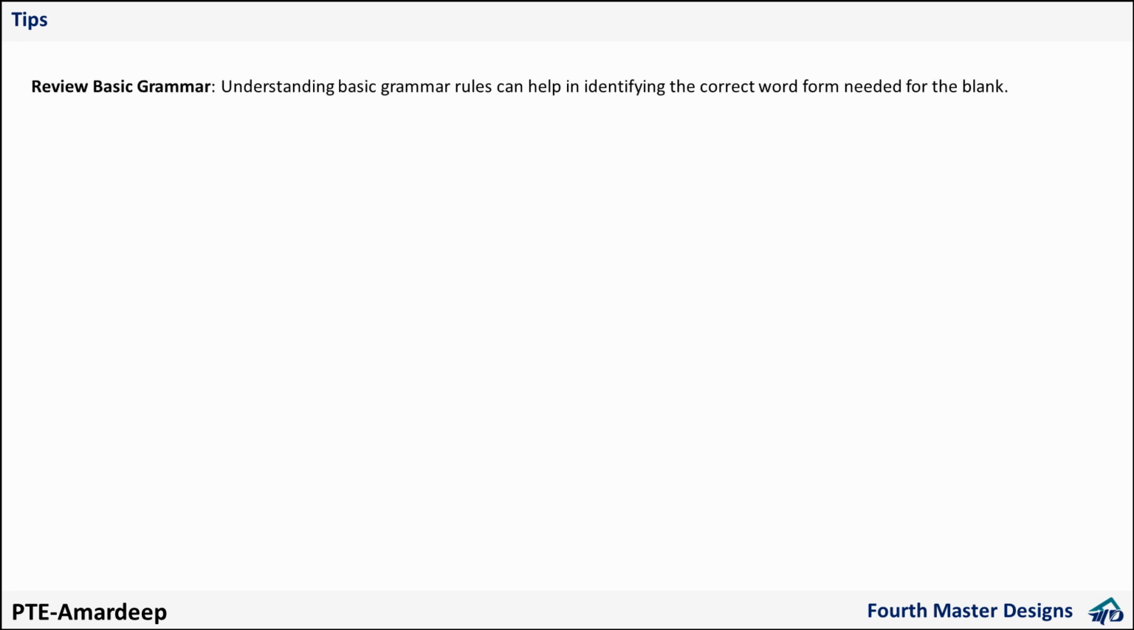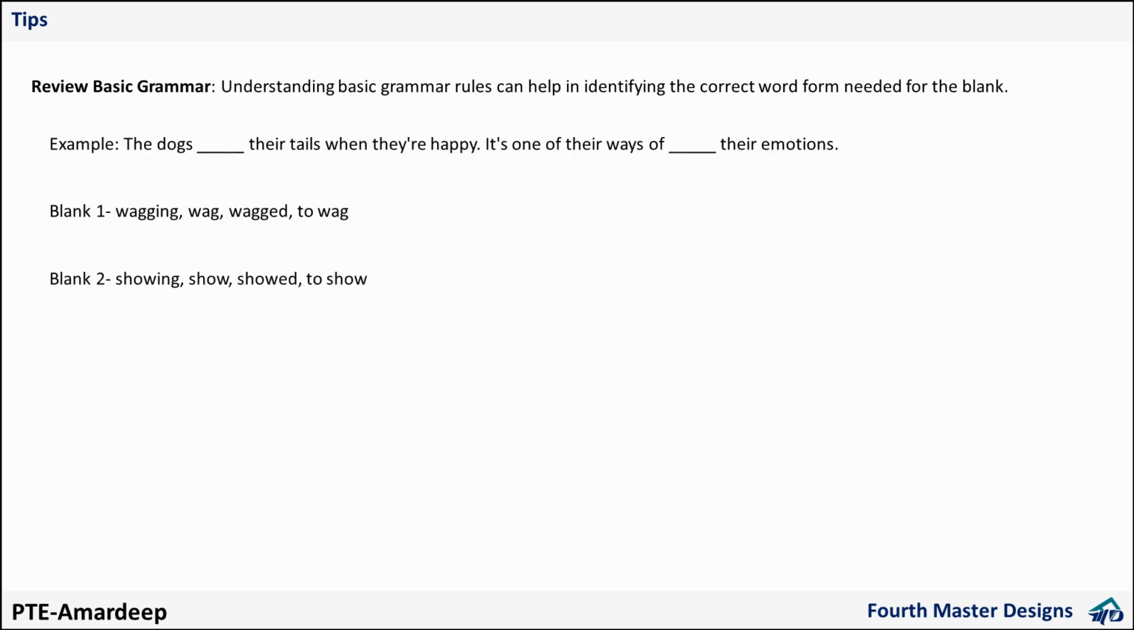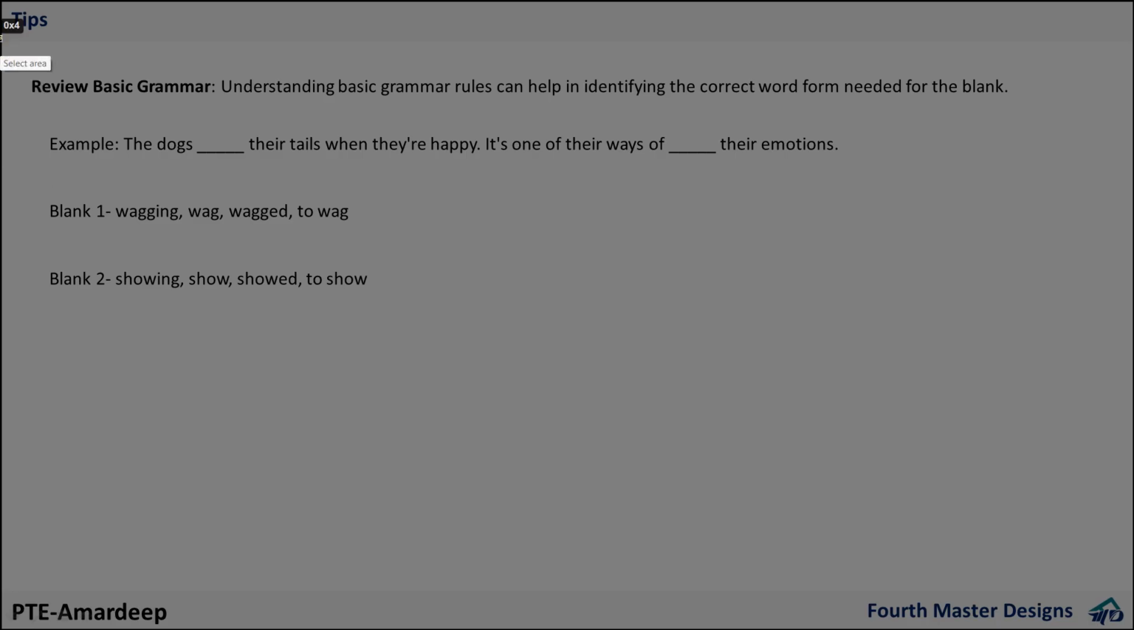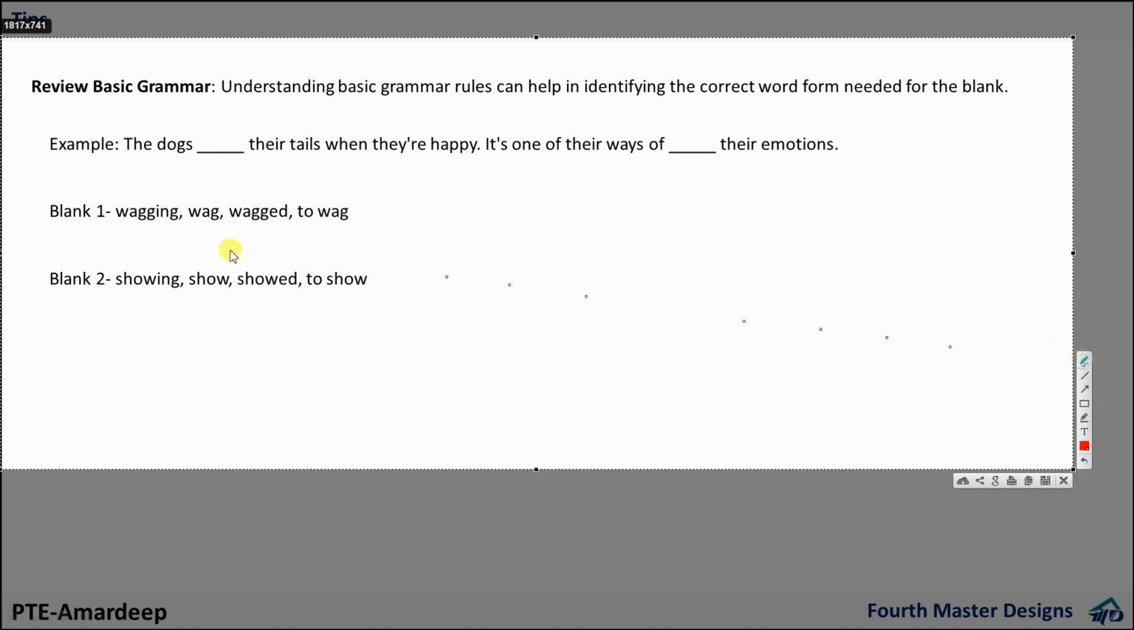Okay, then the next rule, basic grammar. Well, this one is not going to be simple. Whatever example I have given, your passage is going to be a little difficult. The dogs. Now, what is written here? The dogs. And what are the different words? Wagging, wag, wagged, to wag. So, this one: when they are happy, it's one of their ways of dash their emotions.